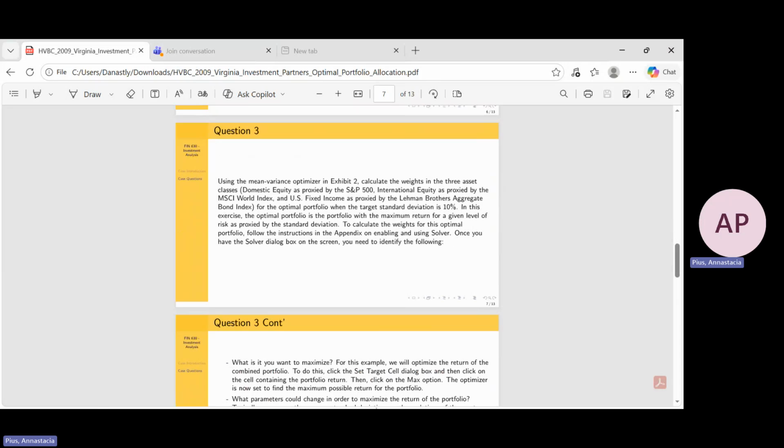So this means we are not just working blindly, but we have a target. So this was the optimizer in Exhibit 2. We were downloading this from the requirement in the text, and from this optimizer, we set the target at 10. So what did this mean? This meant we are going to Solver. So this is my Solver.